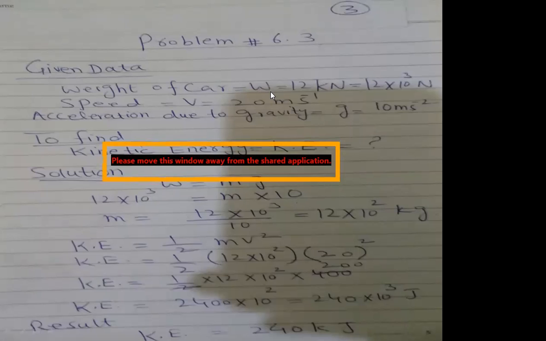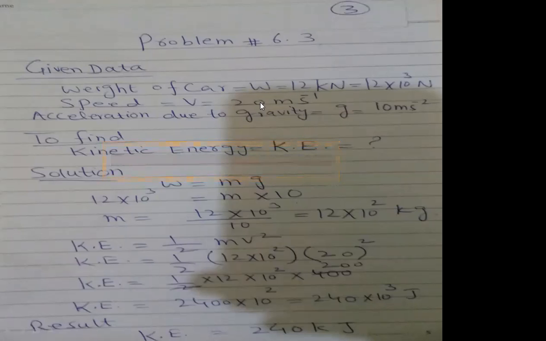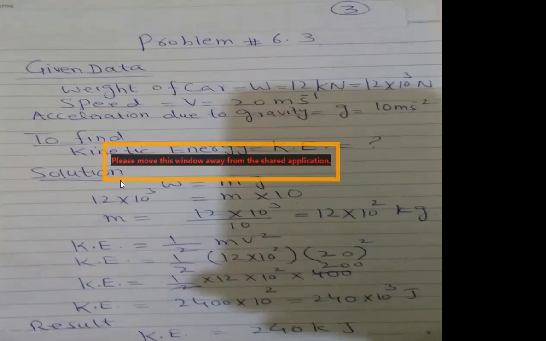W is 12 kilonewton. We need to convert this into Newton because the SI unit of weight is Newton. So kilo is 10 power 3, 12 into 10 power 3. I have converted the weight from kilonewton to Newton, which is the SI unit of weight. Speed is given to me, v is equal to 20 meter per second. Acceleration due to gravity, you should know by heart, g is equal to 10 meter per second square. In this numerical, we are asked to find kinetic energy.